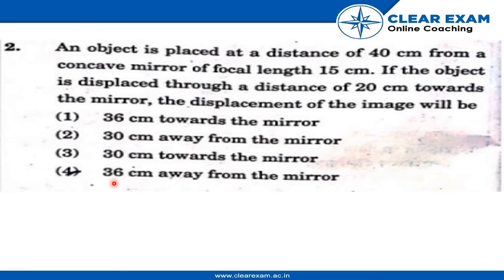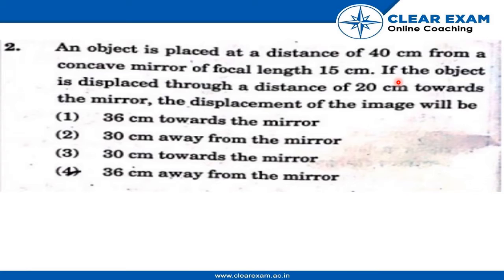In this question, we are given the object distance from the concave mirror, which is 40 centimeters, and by convention it is minus 40 centimeters, and its focal length is 15 centimeters, which is minus 15 centimeters by convention.